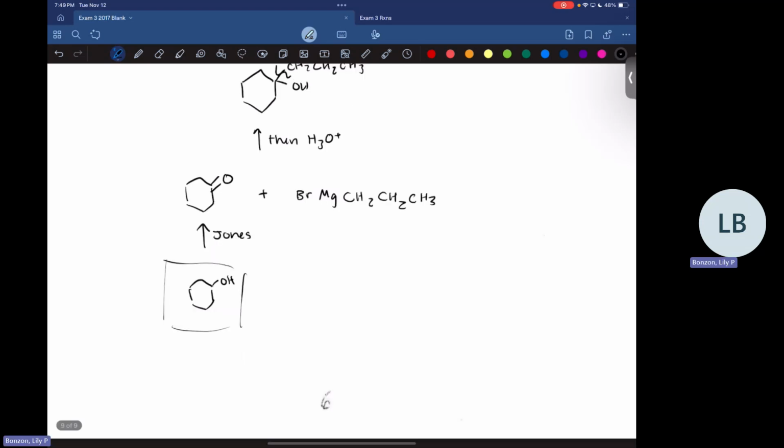It won't in this case because this alcohol is secondary. So it has 2 carbon groups. So it'll just go to the ketone. It's whenever you have a primary alcohol that you have to be very careful.